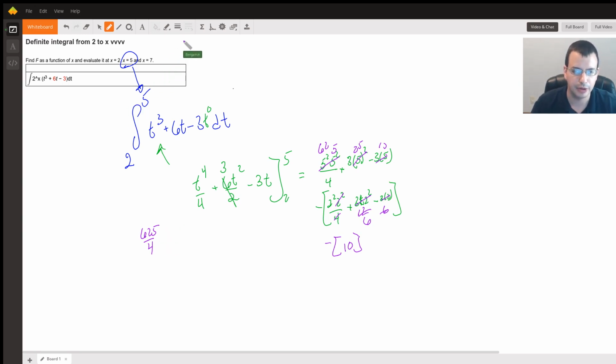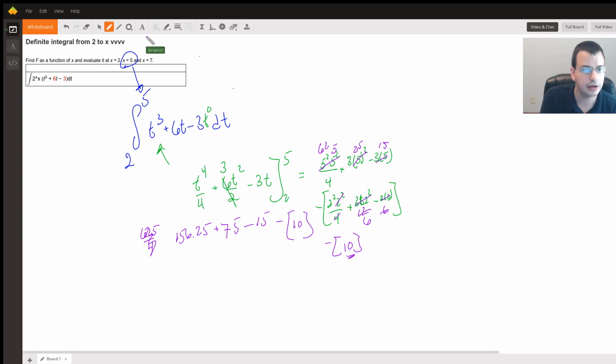All right, Wolfram, do this. 625 divided by 4. Search. 156.25. Okay. So we have 156.25. That's 625 divided by 4, plus 75 minus 3 times 5, which is 15. And then we're going to subtract off 10.